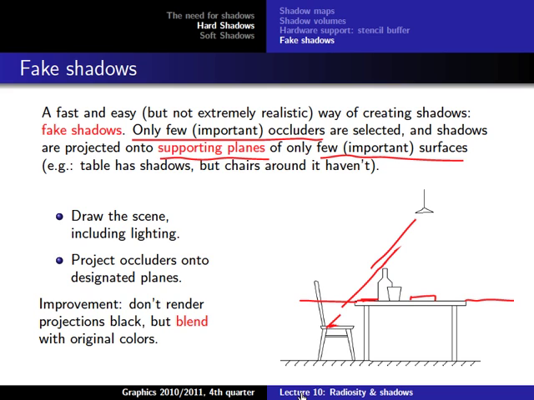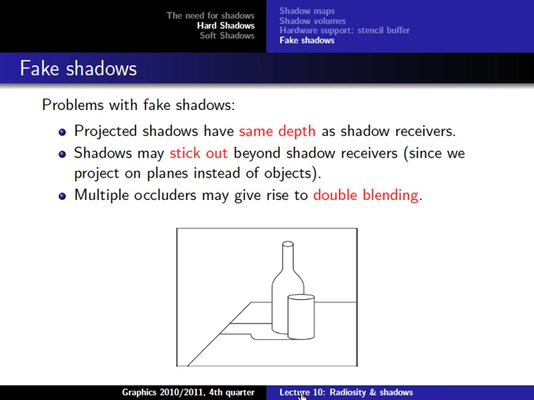And this is the basic idea of the fake shadows. It sounds like an extreme hack, but the advantage is of course that there is hardware support for it. And again, we can do it with the stencil buffer.